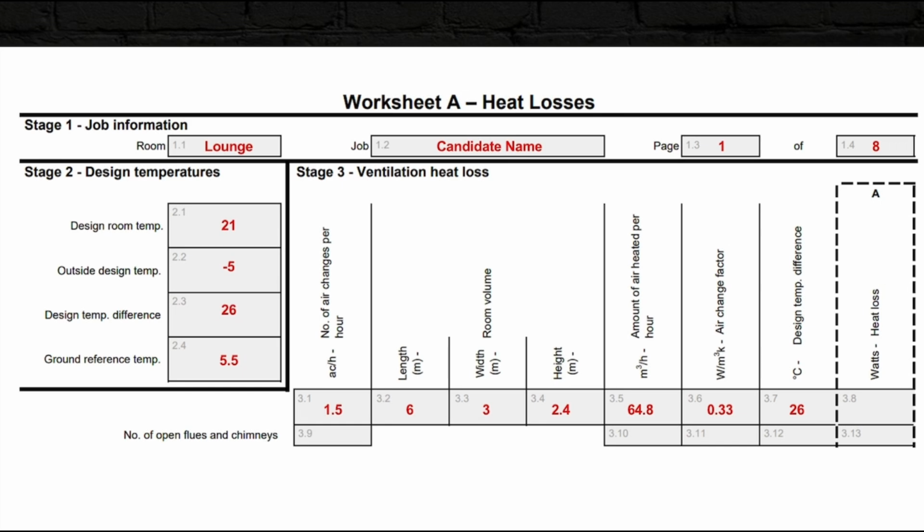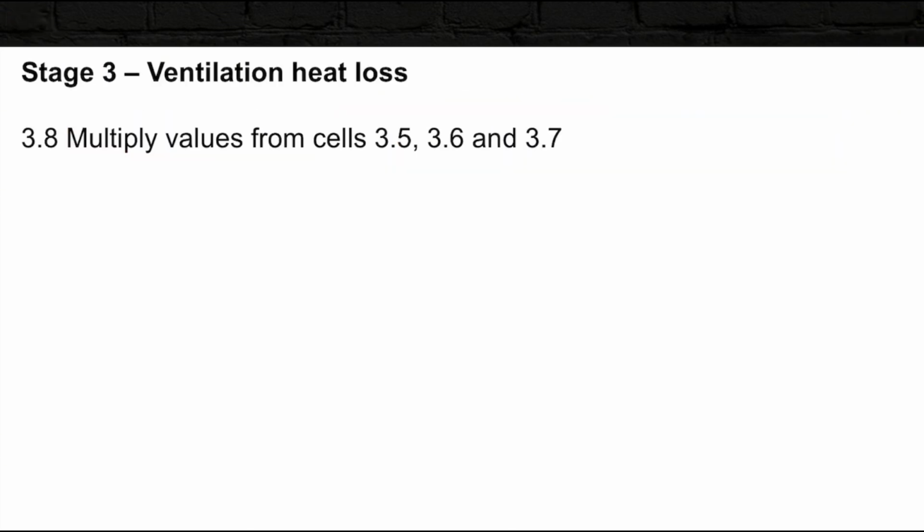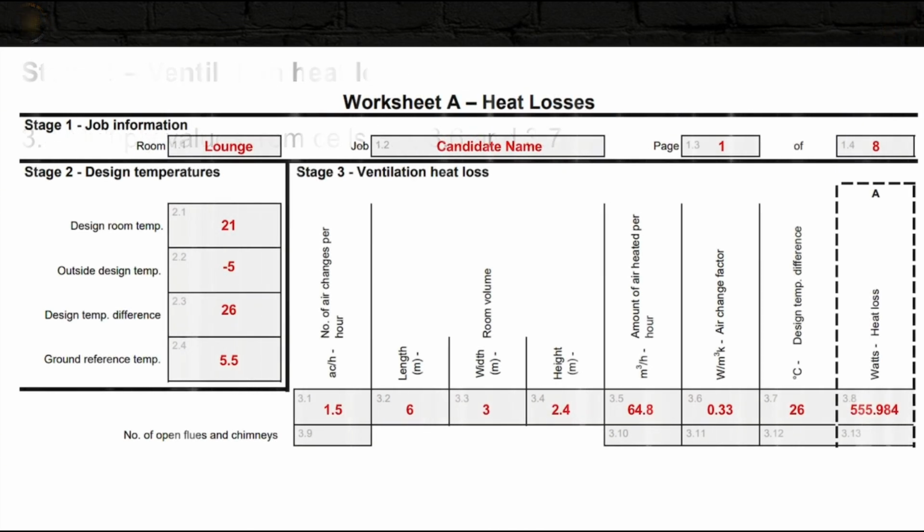So we take 3.5 multiplied by 3.6 and 3.7, and it gives us a total ventilation and infiltration energy loss of 555.984. I am not rounding anything up. I want to keep it as accurate as possible. So already just through stage 3, we are looking at just over half a kilowatt of energy required.